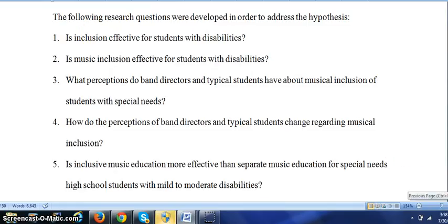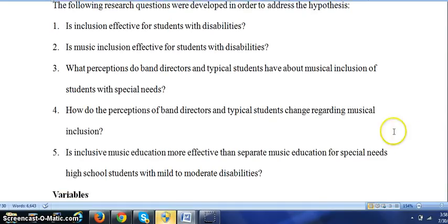Also, I think this is way too many questions. Is music inclusion effective for students with disabilities? So these are both very broad, and when you're trying to conclude if something is effective or not, that is quantitative. You're trying to prove, but this is just so very broad. How do you prove that it's effective? It's very broad in nature.